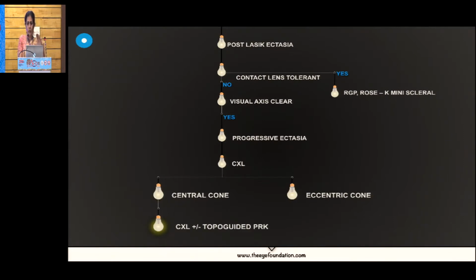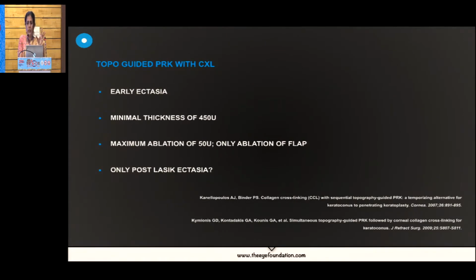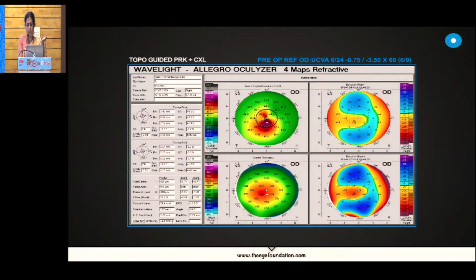So then the way to go was, if it is a central cone, you could do a cross-linking with topo-guided PRK. So early ectasia, if the corneal thickness is about 450, you are allowed to ablate about 50 micron. But we need to remember, you're only ablating the flap here because it's an iatrogenic ectasia in this particular case. So then how effective it is going to be, but then at least you have regularized the surface and you have cross-linked it, so it does make some kind of sense.